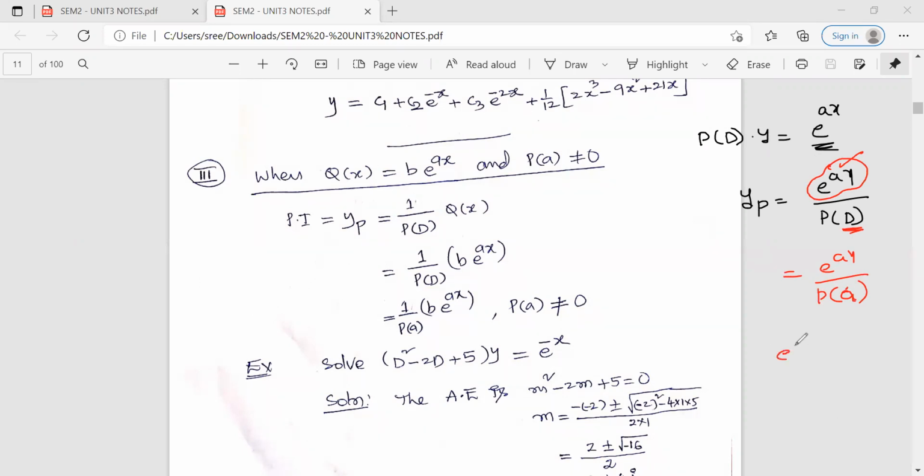Example: e power 2x by d square minus 1, d square minus 1 is the given equation. What do we do here? We substitute 2 in the d square place. So what we get is e power 2x by 3. That's it. This is the YP. Very simple. See one example.